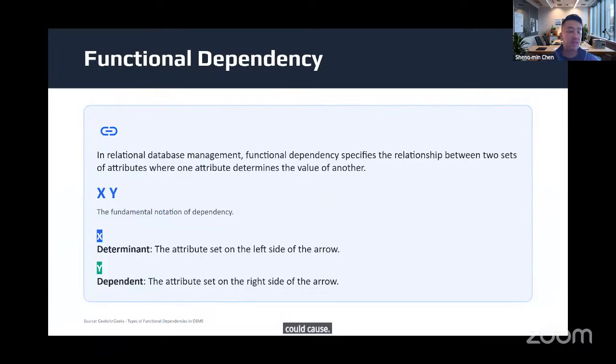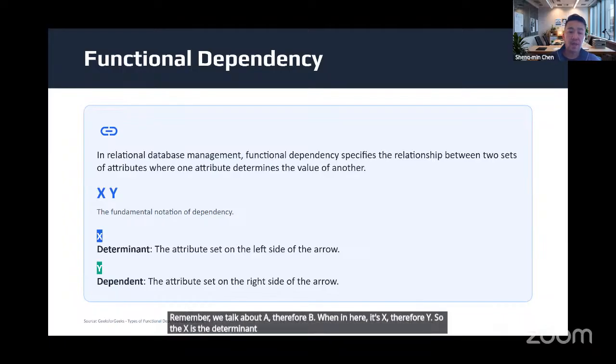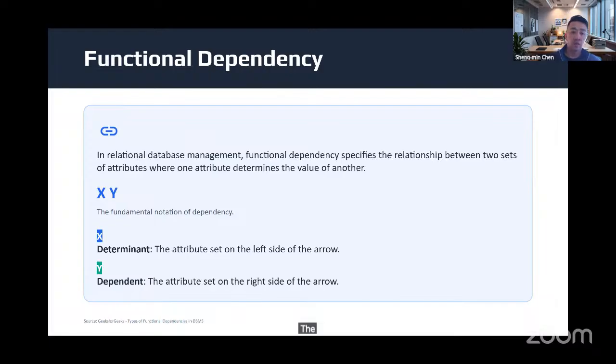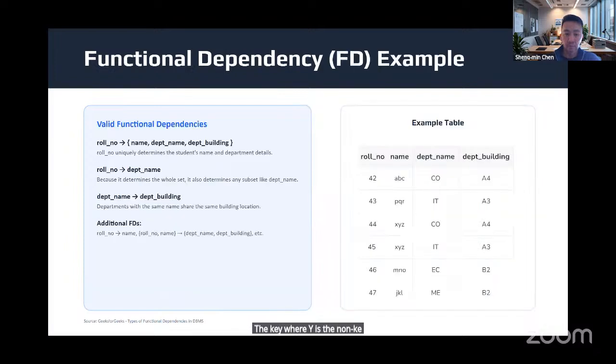All right. And then just a quick review also of functional dependency. Remember, we talked about A, therefore B. Here, it's X, therefore Y. So X is the determinant, Y is the dependent, right? X is normally what we see as the key, whereas Y is the non-key attributes.